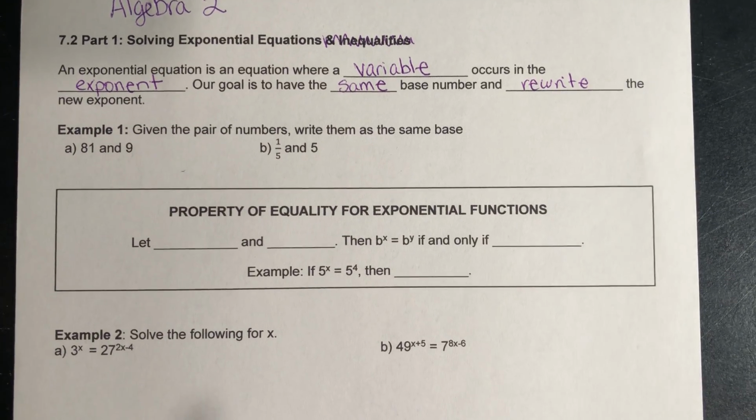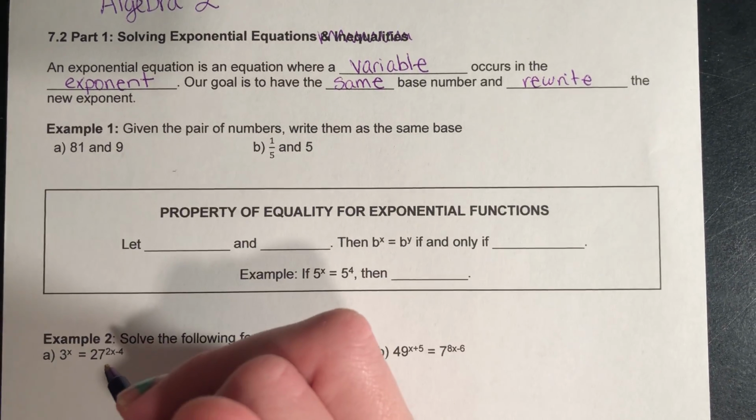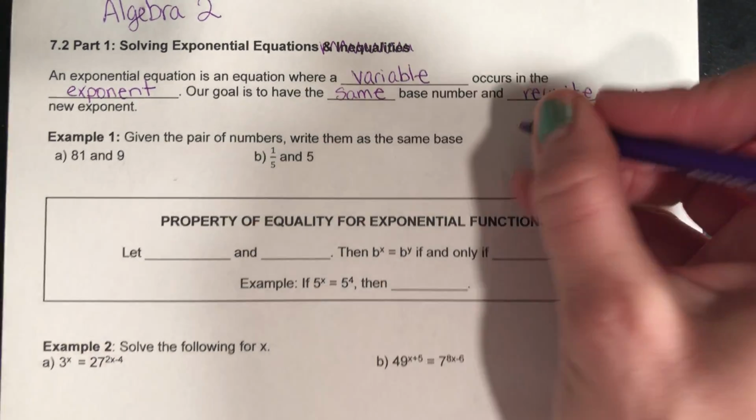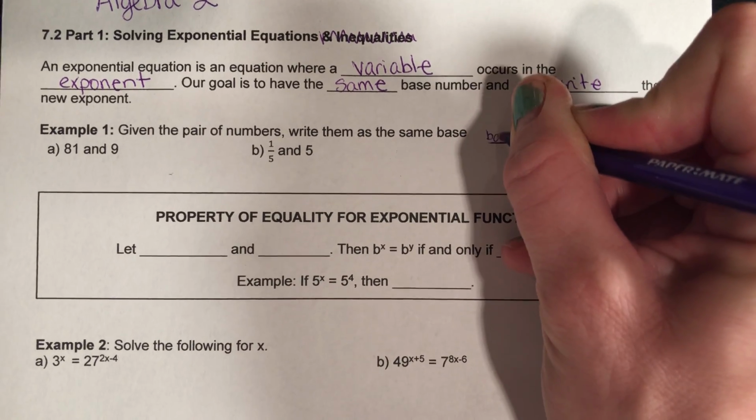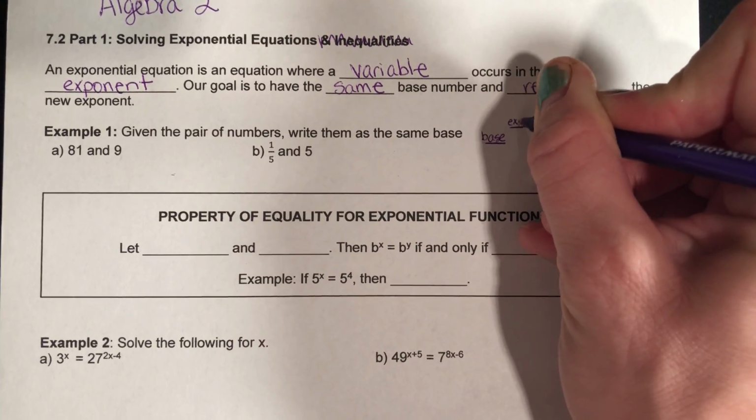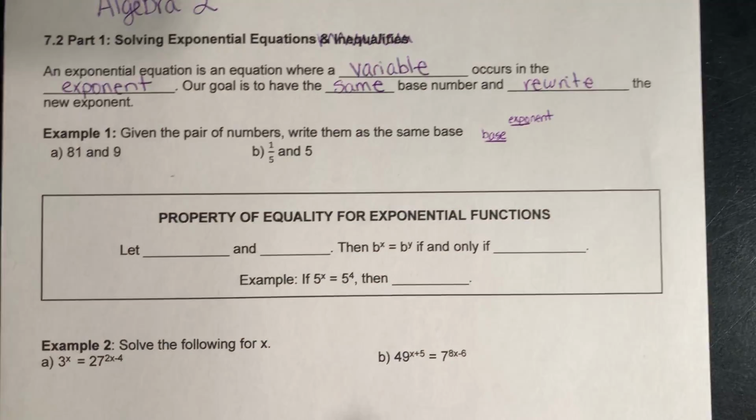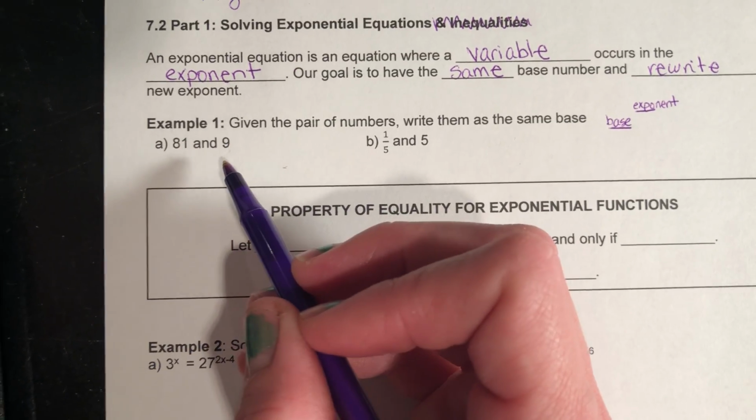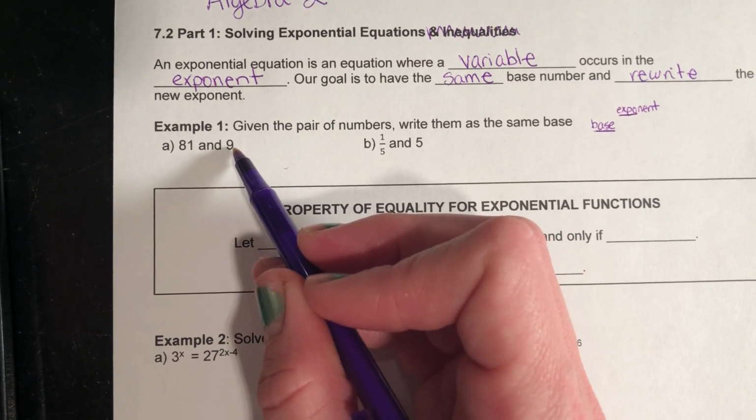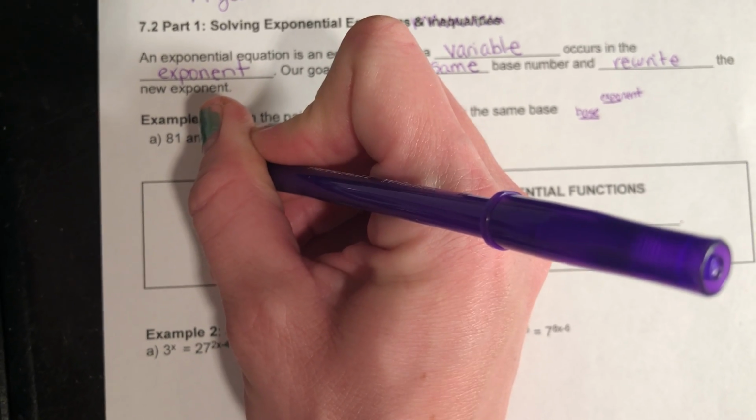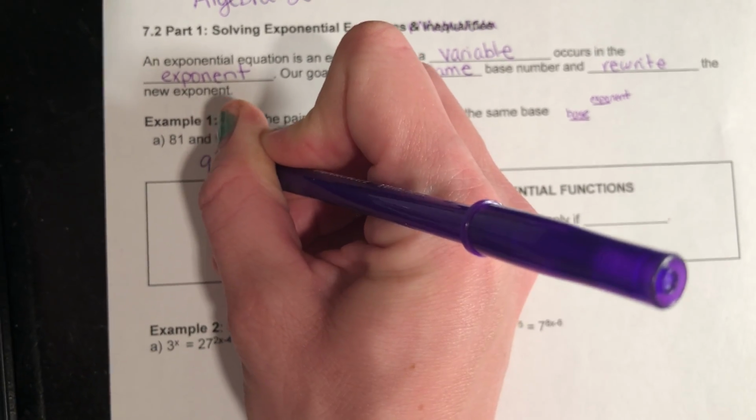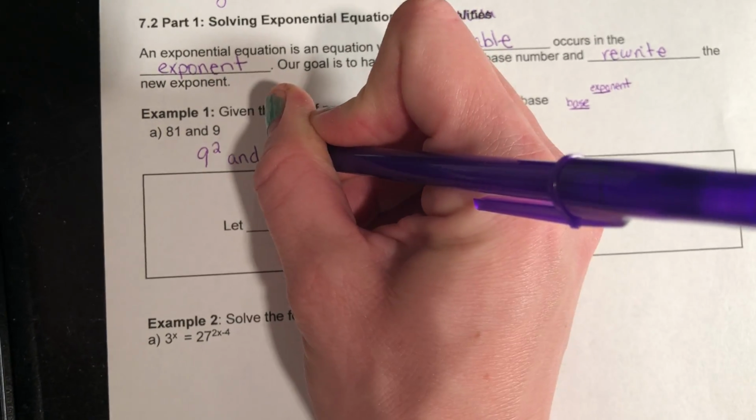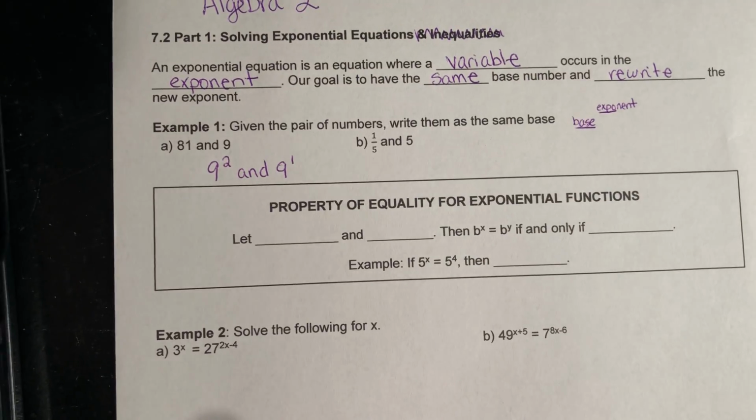So in very simple examples, in our first example here, we want to rewrite these with the same base. And what a base number is, this is the base right here, and this is the exponent. So we have a base and an exponent. So for here, well, 81 and 9, what do they have in common with a base number? Well, 9. 81 can also be rewritten as 9 to the second power. And then 9 can be rewritten as 9 to the first power.